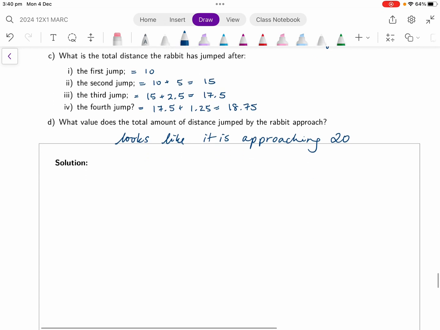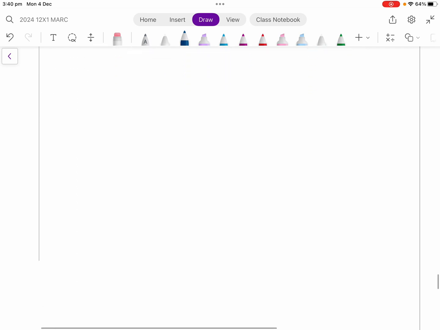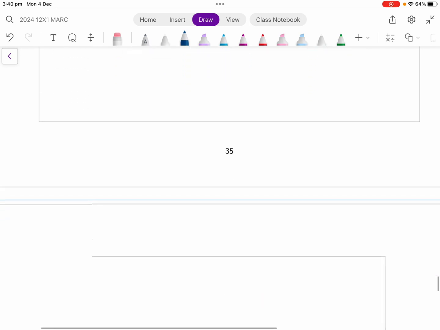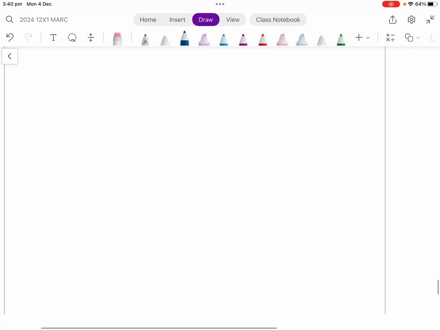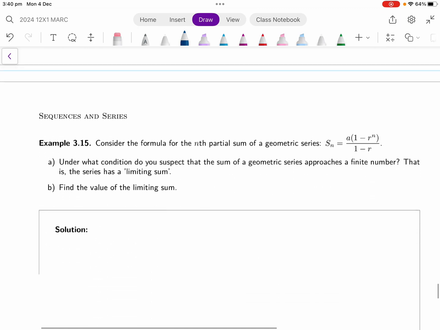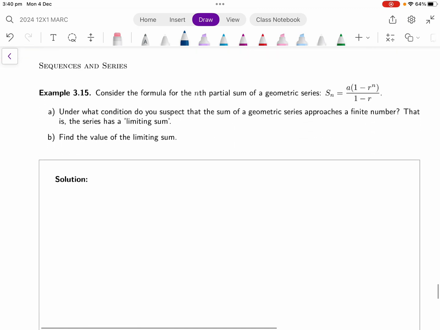In the next example on page 37, we'll consider the formula for the geometric series. So let's keep going to page 37. Here we go. So we're just going to so-called take cases. So consider what's happening to this formula.